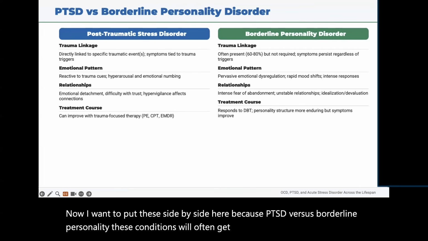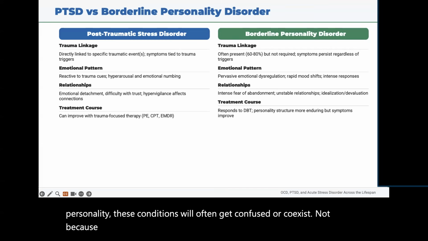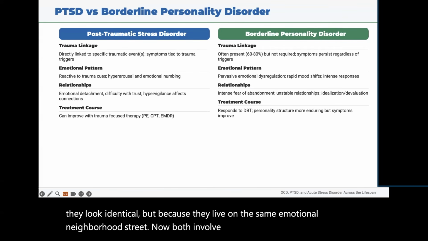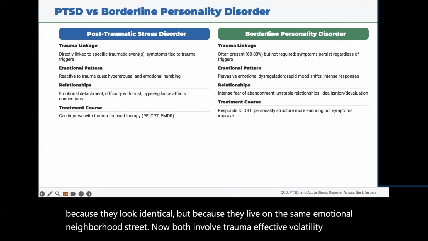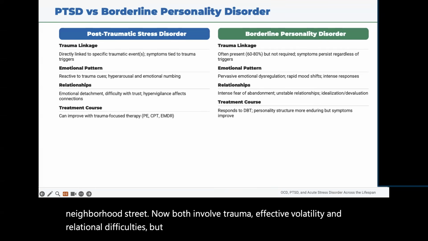Now, I want to put these side by side here, because PTSD versus borderline personality conditions will often get confused or coexist, not because they look identical, but because they live on the same emotional neighborhood street. Both involve trauma, affective volatility, and relational difficulties, but the architecture of suffering is different. So let me tell you about trauma.